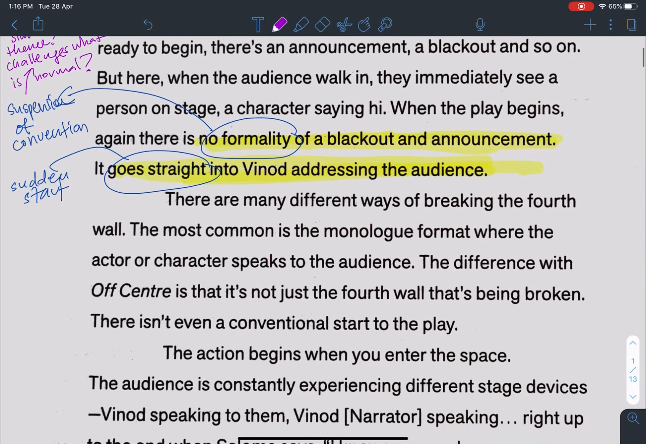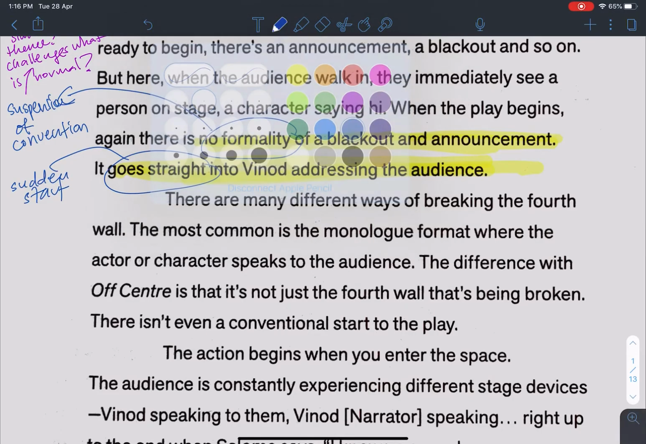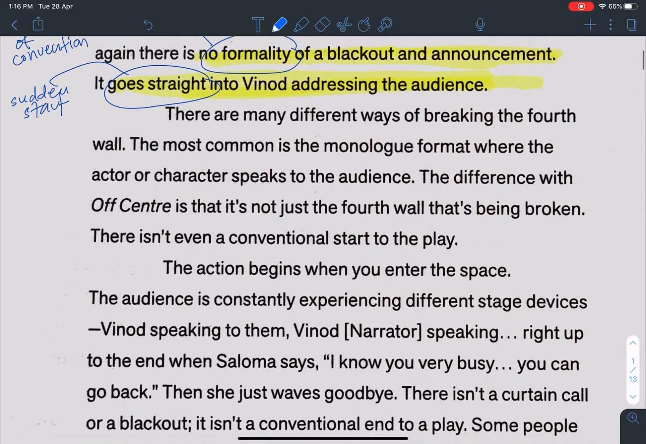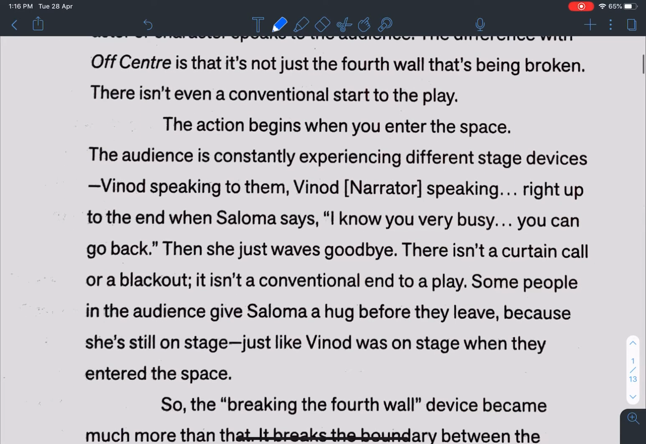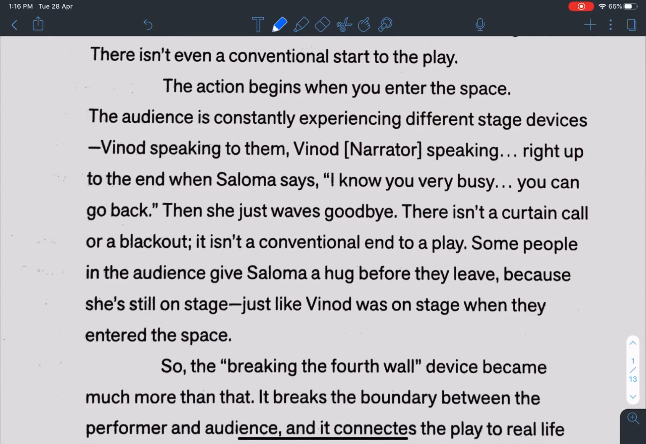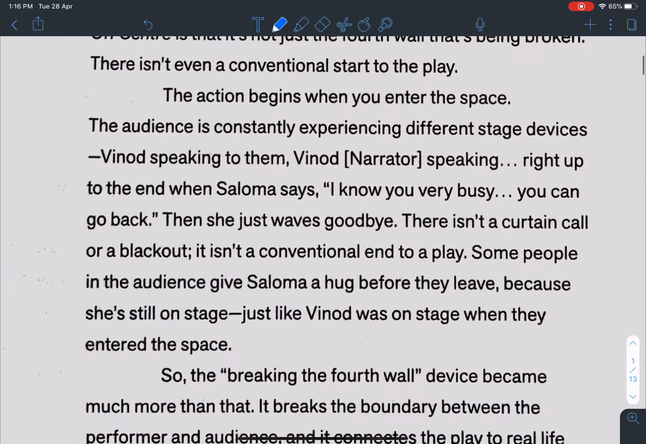Okay, so I go on and I have a look at what else the text is saying. Okay, there's no conventional start. Okay, so I'm reading through and it says the action. Okay, now I'm at this paragraph. The audience is constantly experiencing different stage devices. Okay, this sounds interesting. This sounds like a technique, right? Every time I look at the technique, I want to know what is the effect. Okay, so what's the effect? And if I'm not sure, it's okay. I can just leave it, and I can come back to it later.